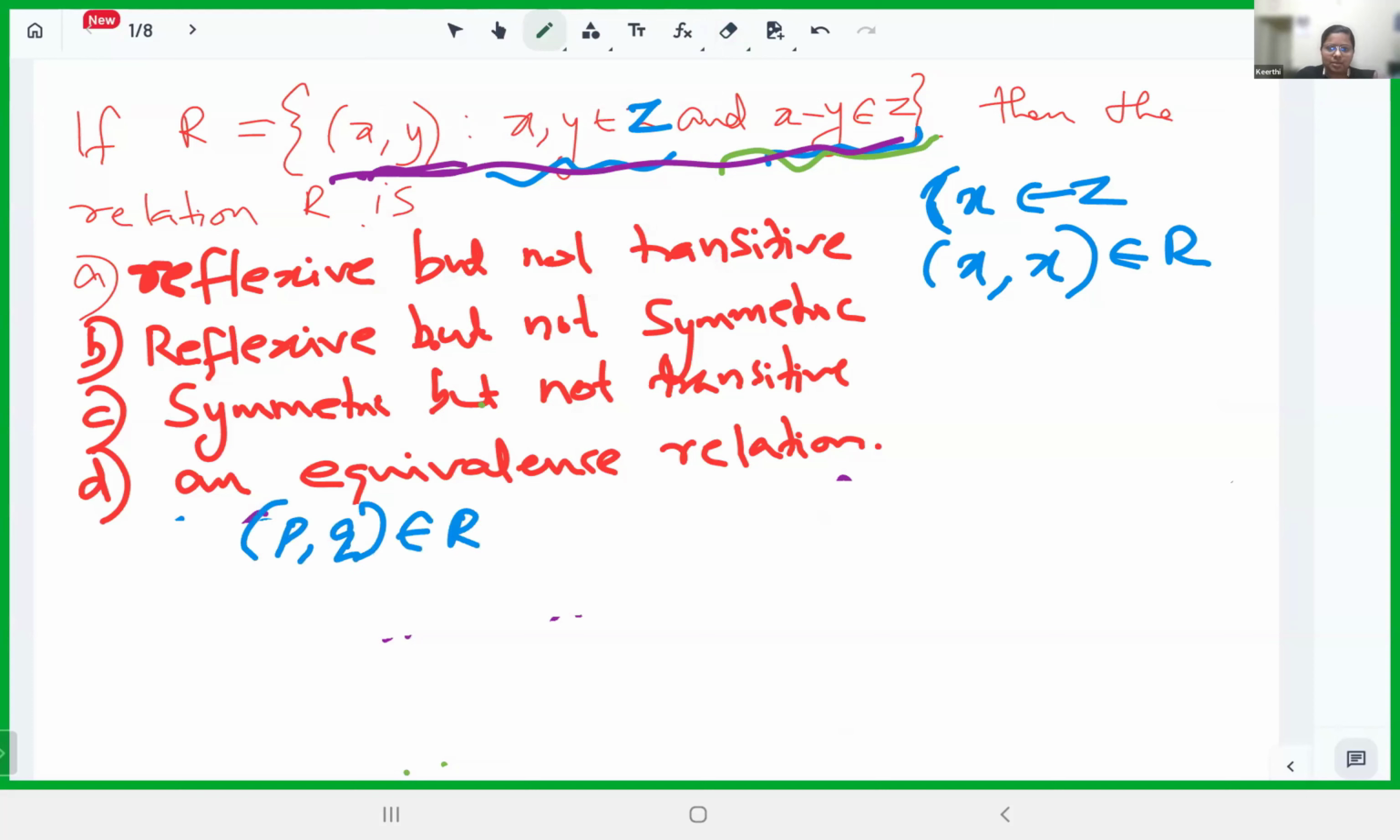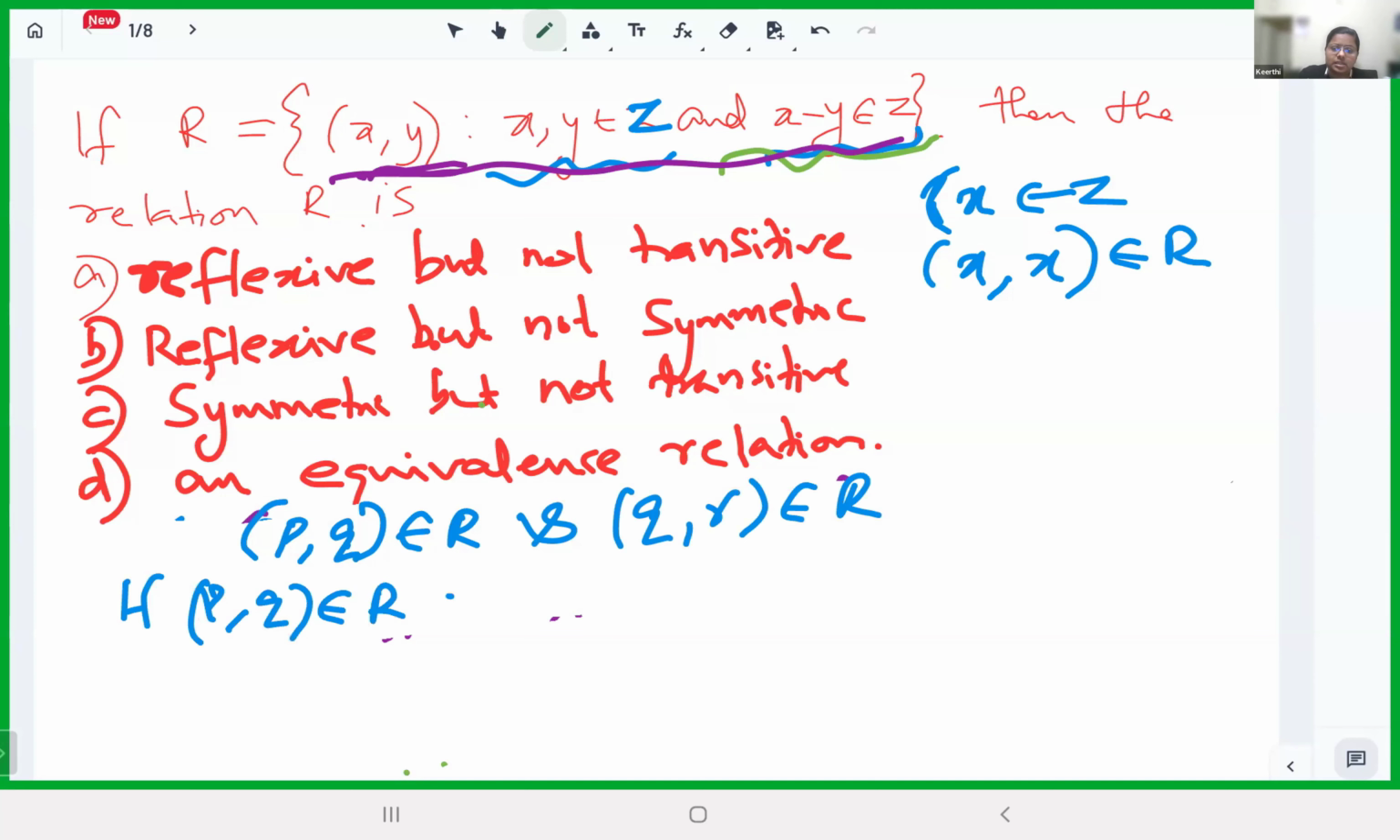You can give any name to the elements in a relation. Here I'm taking p, q because if you take x, y, then I should take y, z for the other pair, and it will create confusion because this is defined in the set of integers Z. So I'm taking (p, q) belongs to R and (q, r) belongs to R. I'm considering two ordered pairs in that relation. Since they are members of the relation, if (p, q) belongs to R, from the relation we get that p minus q belongs to Z.